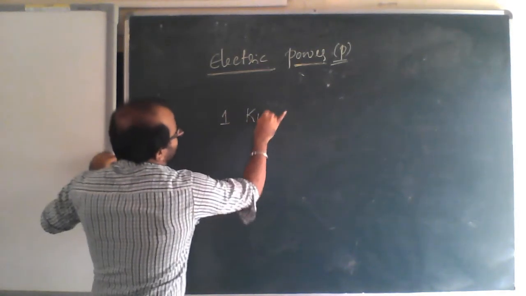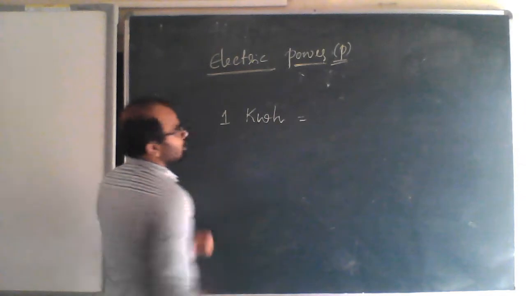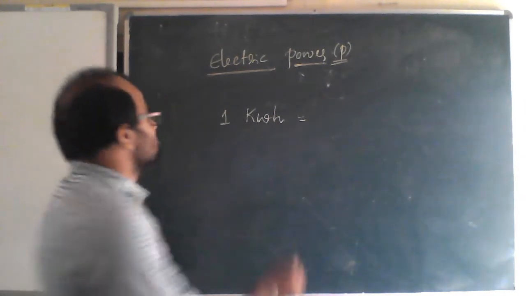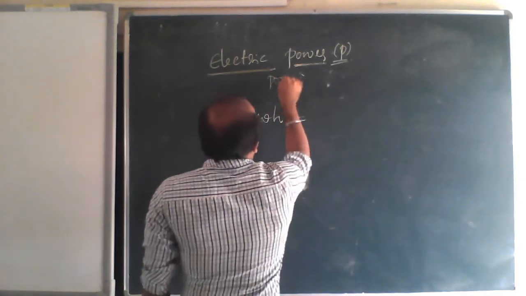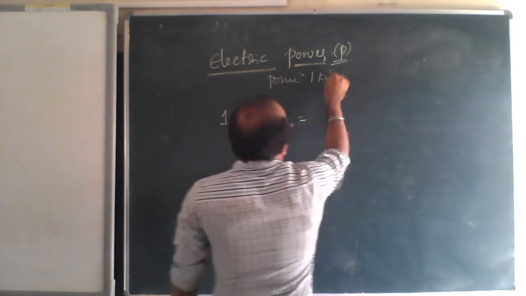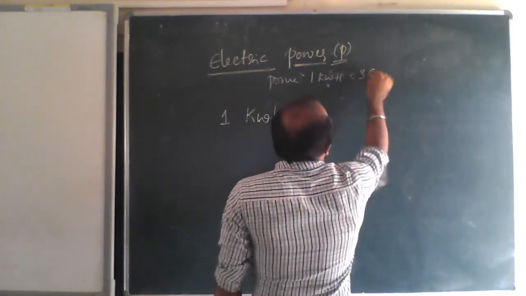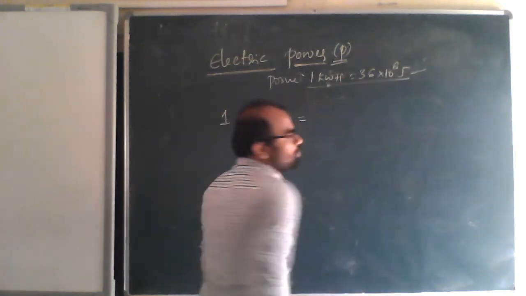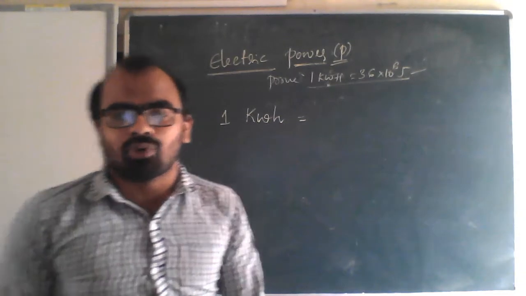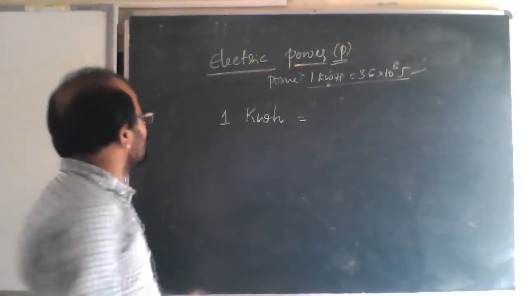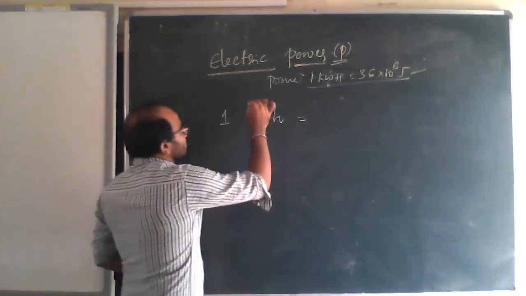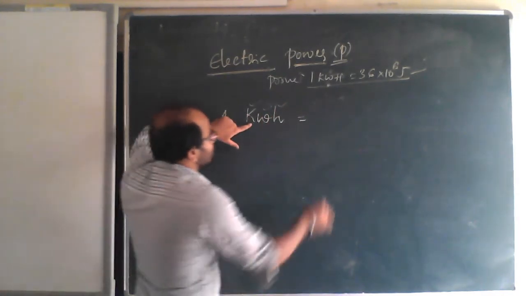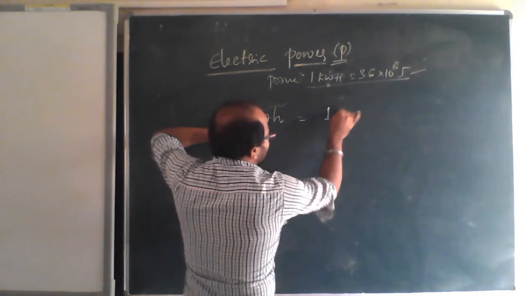Prove that 1 kilowatt hour equals 3.6 into 10 to the power 6 joules. This might be asked for 2 marks. This is very important, you remember this. 1 kWh. I will convert all this into SI units. 1 kilo means how much? 1000.